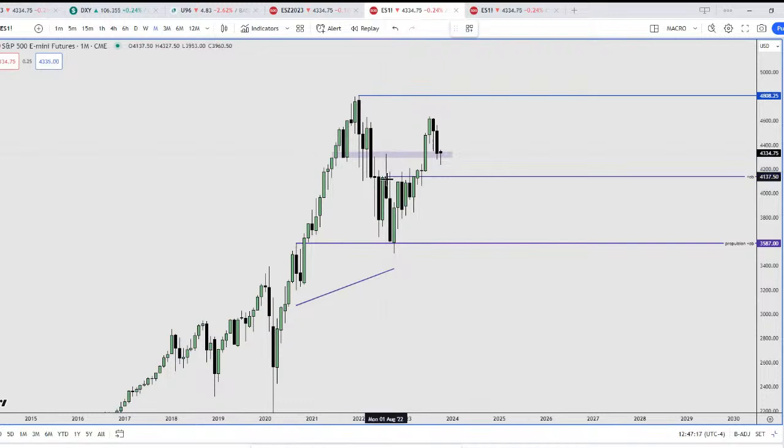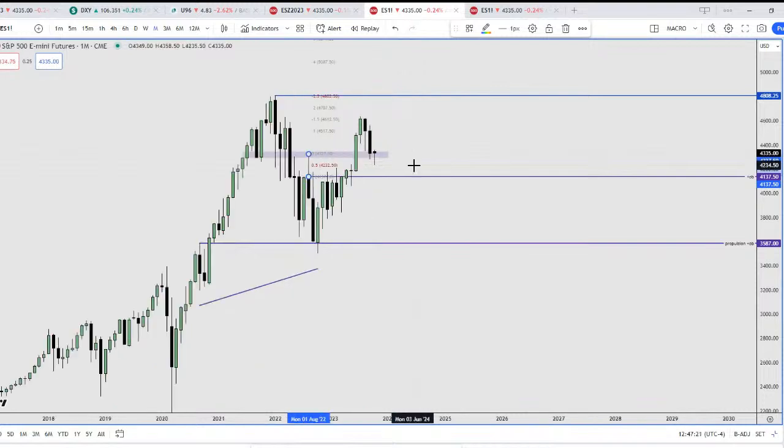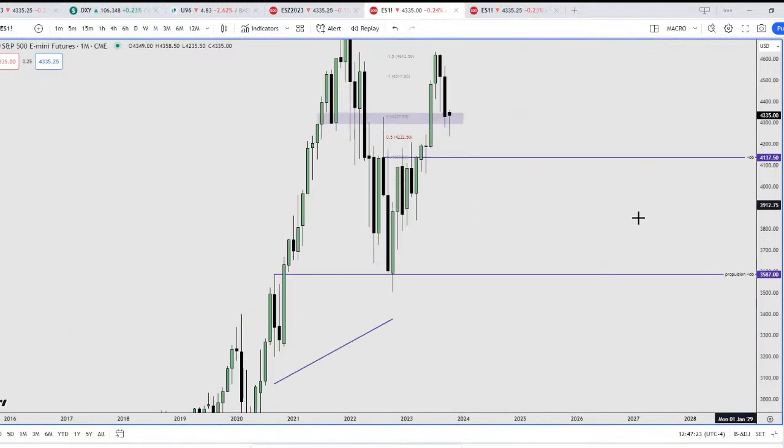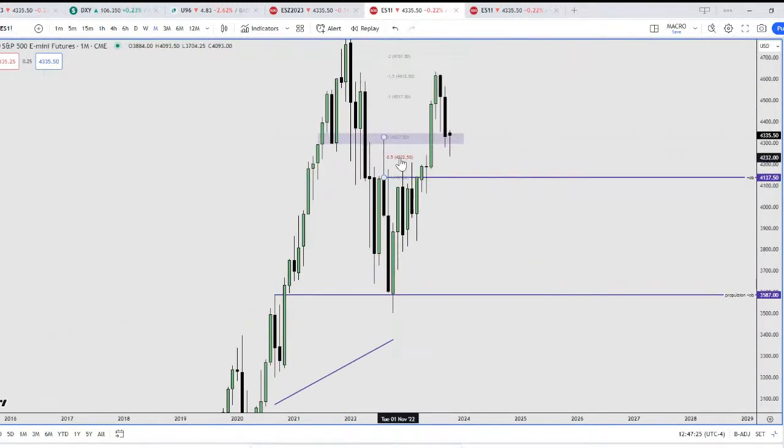So let's see if we measure the wick, the consequent encroachment of the wick here. Okay, so it comes in right around 4232.5. So the low of the current month is 4235.5. Okay, so it's just like 3 points away.